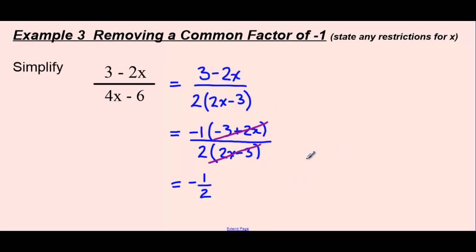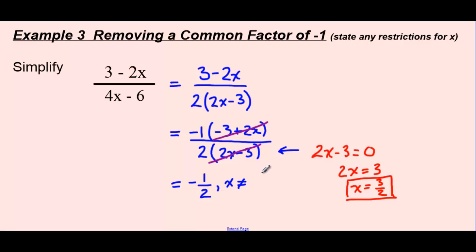Well, we need to look at the spot prior to us canceling, which was this line right here. And we notice that inside the brackets here, this 2x minus 3, we can find a value there that will make this denominator equal to 0. Because if this bracket 2x minus 3 equals 0, the entire thing will equal 0. So let's solve here. Move the 3 over and then divide by 2. We get x equals 3 over 2. So that is going to be our sole restriction here. So our simplified rational expression is negative 1 over 2, but x cannot equal 3 over 2. Because if it did, at this step, we would have a denominator equal to 0.